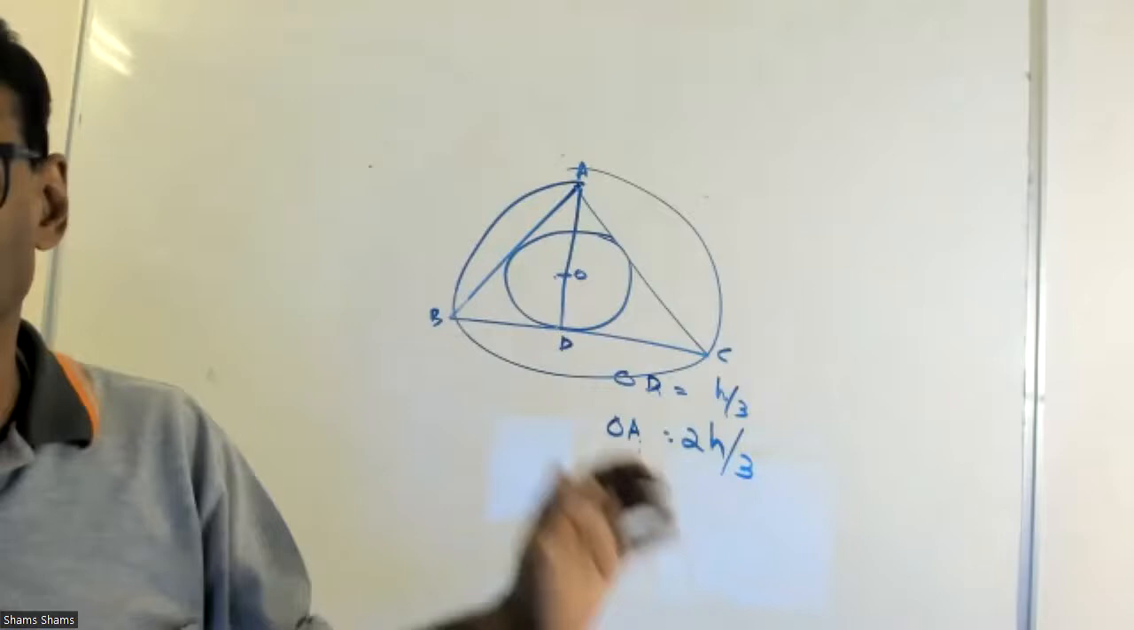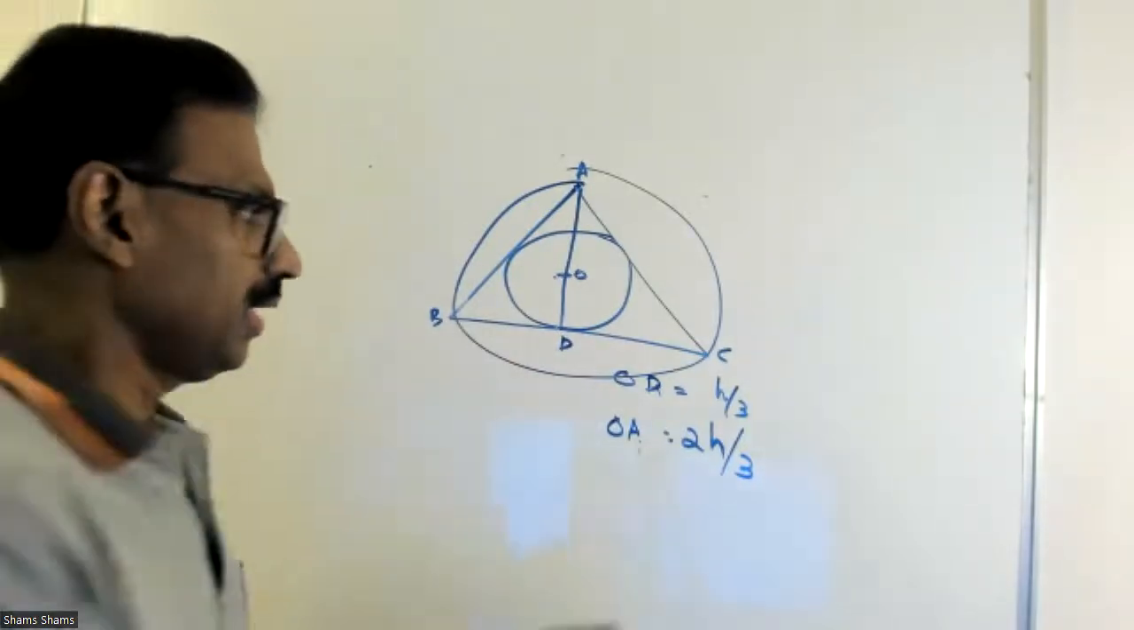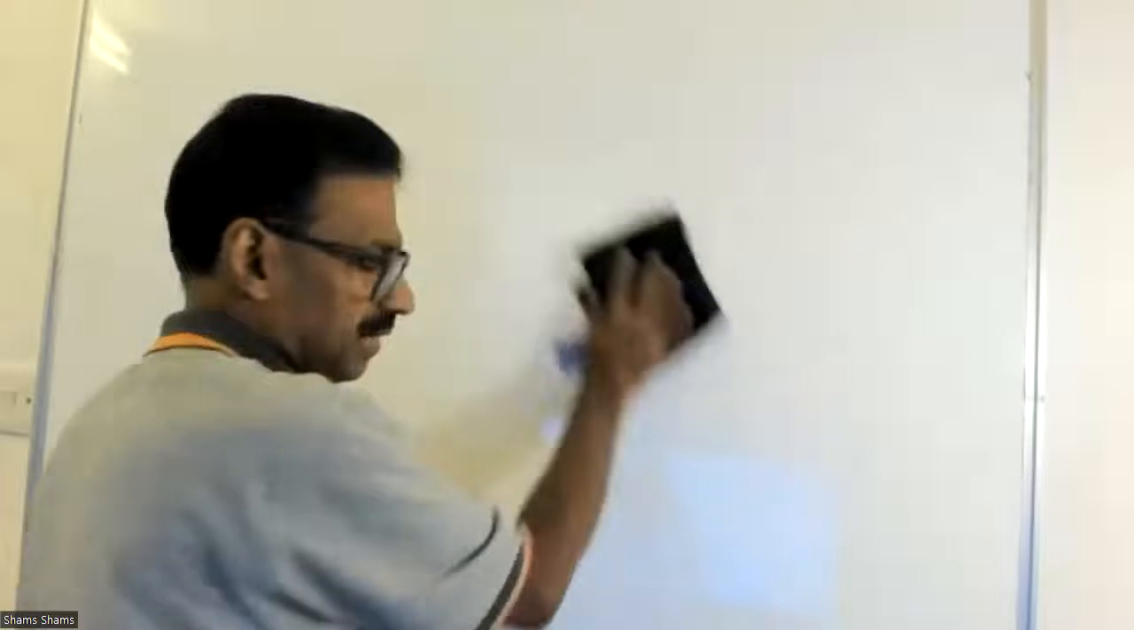H equals the altitude of the equilateral triangle. Clear or not? Yes, sir. Okay. Clear. Now, I sent you a question. Look, I sent the question now in the group. First, you try question number 24.